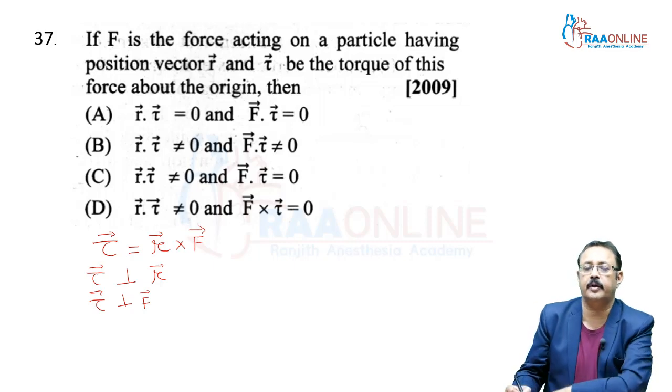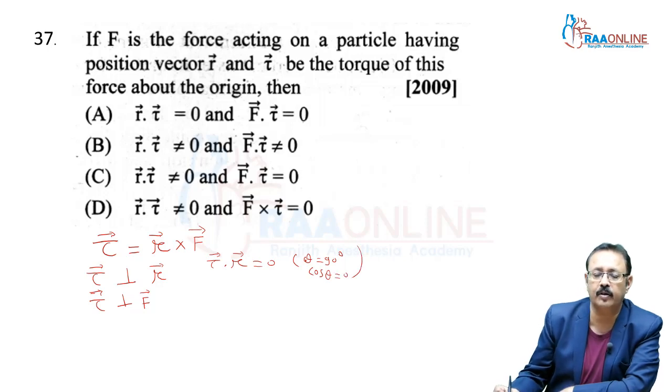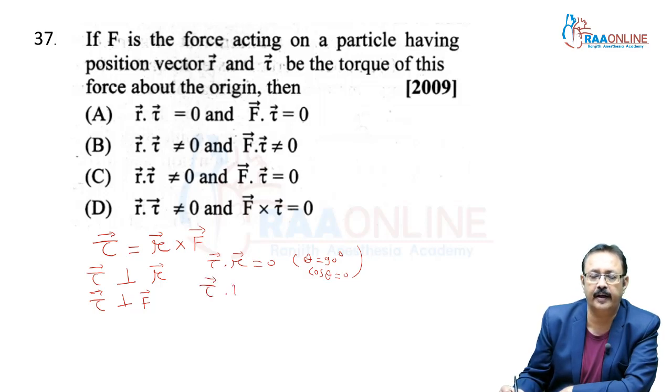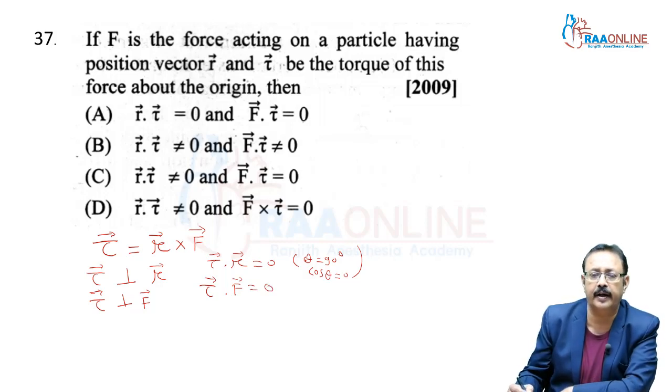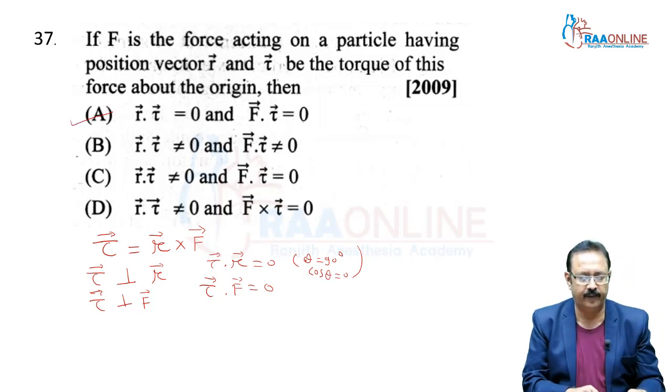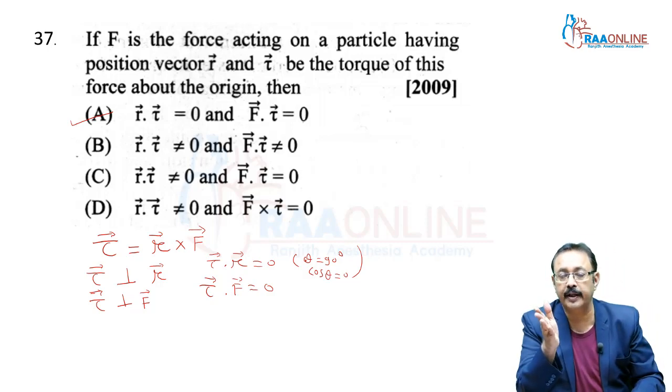If torque is perpendicular to R, its dot product with R should be 0. Why? Theta is equal to 90 and cos 90 is 0. You know that in dot product we use cos theta. With the same concept, dot product of torque and F should be 0. So R dot torque is equal to 0 and F dot torque is equal to 0. So we are going with option A. It means they want to check your knowledge of vectors plus whether you know the direction of torque.